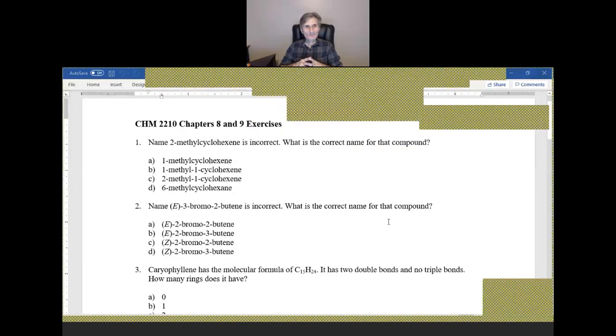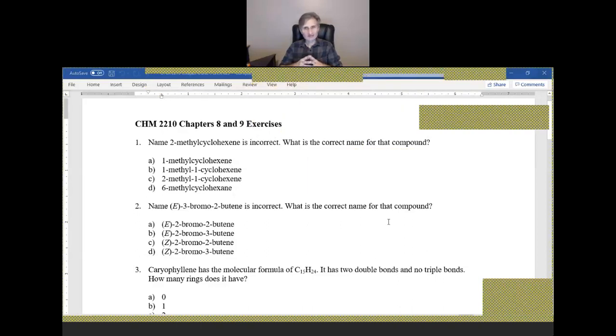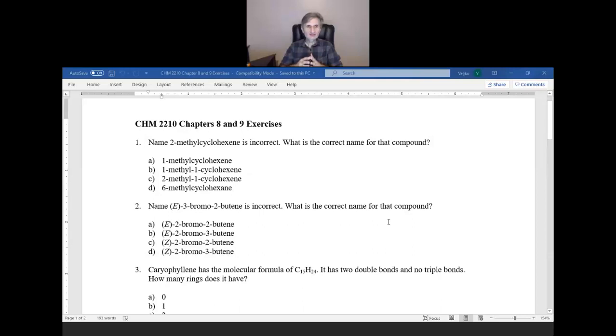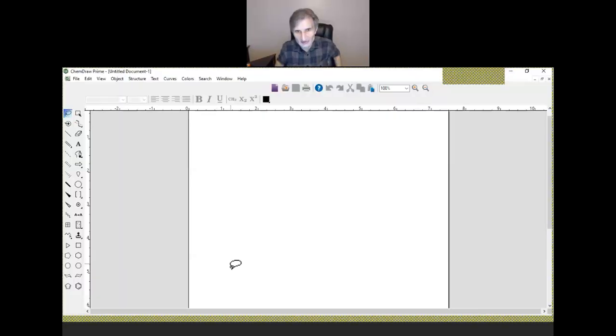So there are several exercises, I believe seven. Name 2-methyl cyclohexane is incorrect. What is the correct name for that compound? You shouldn't try to pick the correct name. Instead, use pen and paper, draw 2-methyl cyclohexane, find out what it is, and then name it. Once you have named it, match the correct answer with one of those that are offered.